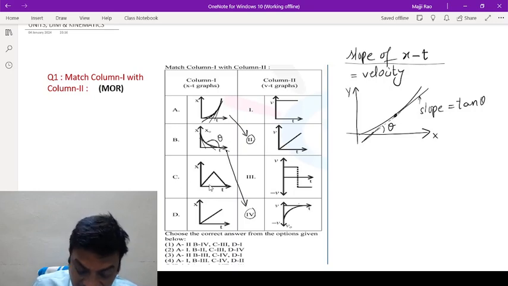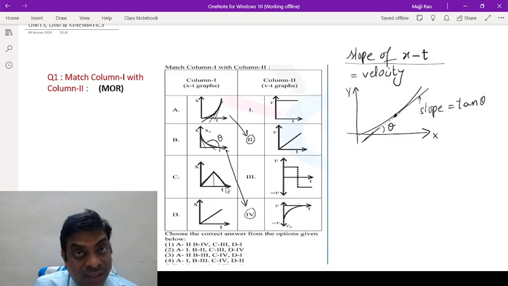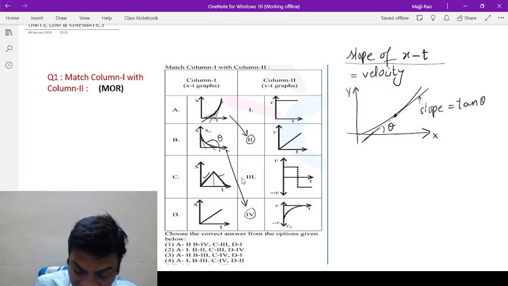Then for C, you can see during the first half, the slope is positive and constant, whereas during the second half, slope is constant but negative. So velocity is constant and positive for the first half and constant and negative for the second half. So C should be matched with 3 itself.